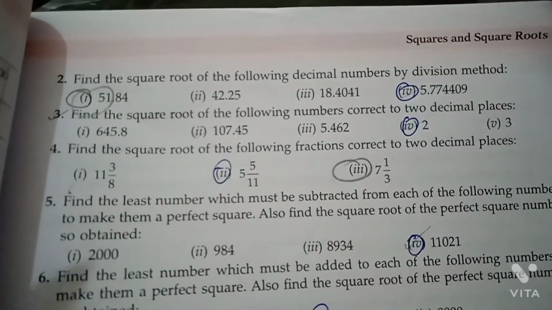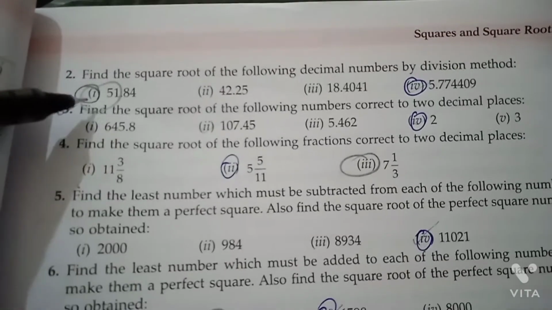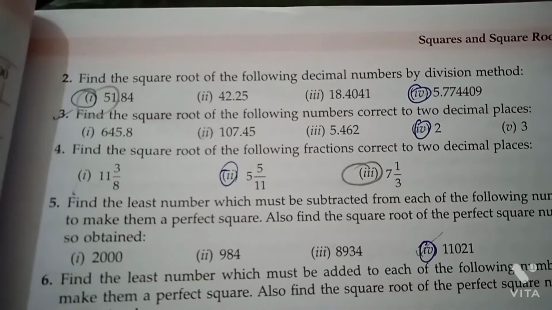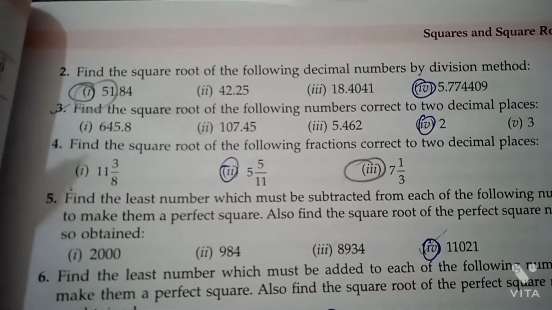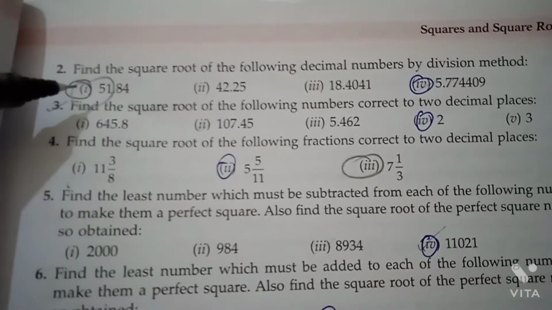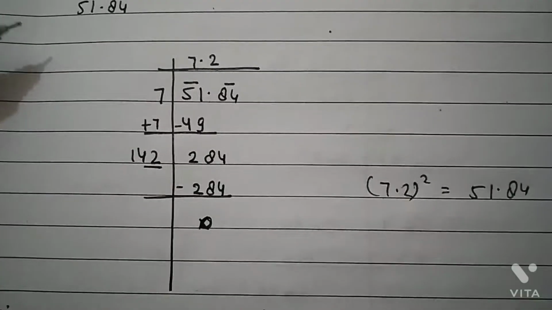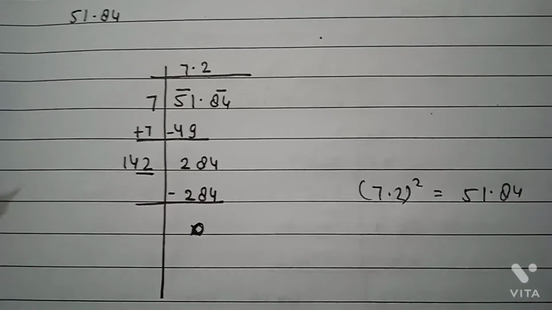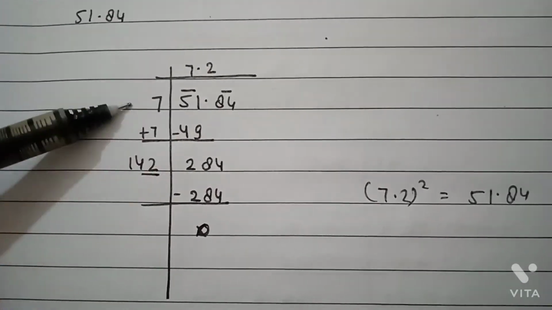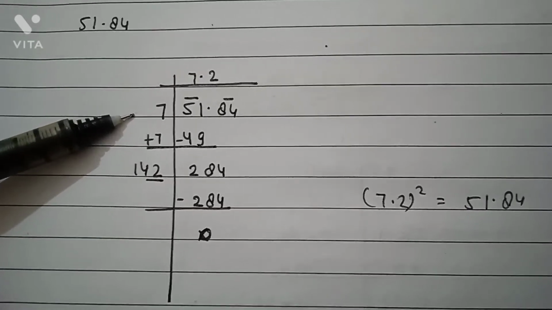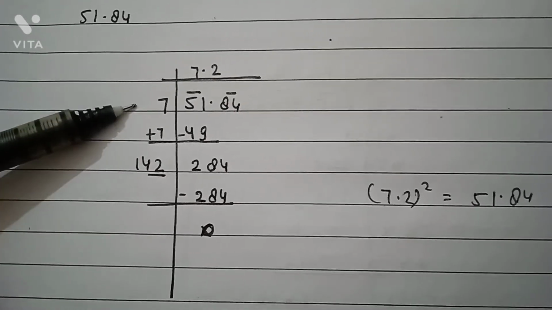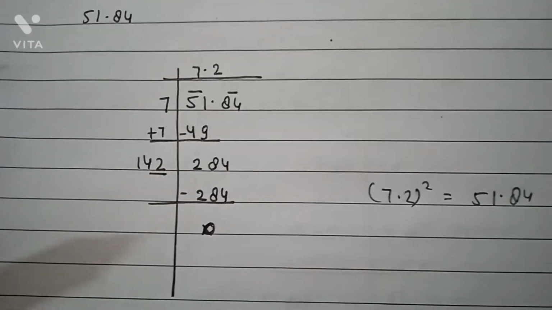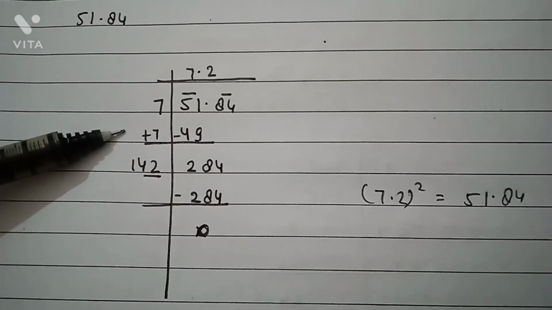Now we will move to the second question, which is find the square root of the following decimal number by division method. So our first question is 51.84. So let's see. In this question also we have to do similarly. We have written 51.84 and made the pairs. The smallest number means the number whose square is less than 51. So the number is 7, whose square is 49. After subtracting it from 51, the number left is 2.